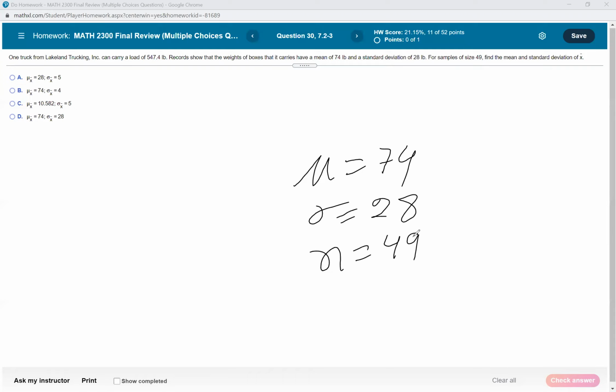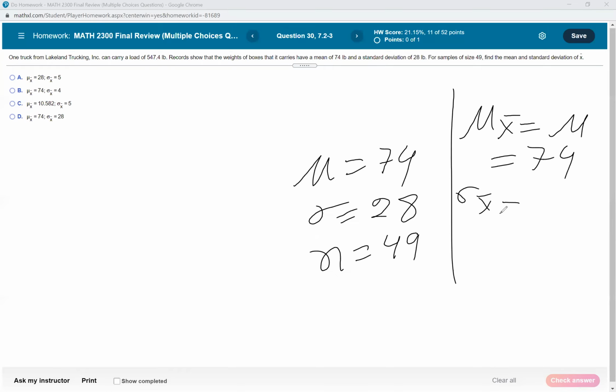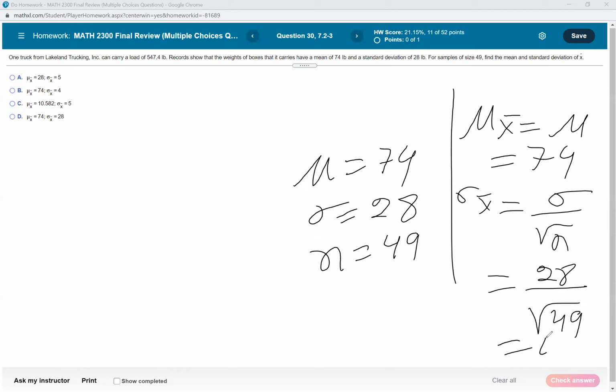So we need to find the mean and standard deviation, that is, mu x bar and sigma x bar. Mu x bar is mu, which is 74, and sigma x bar is sigma over square root of n. That's 28 over square root of 49, which is 4. So the answer will be option B.